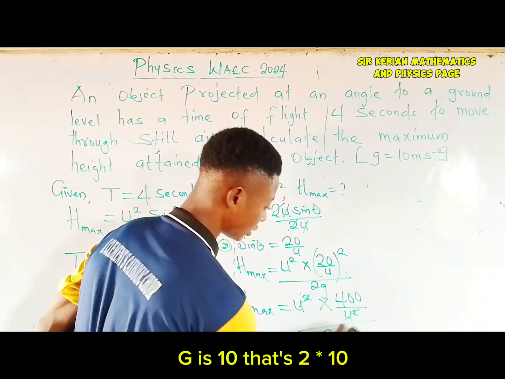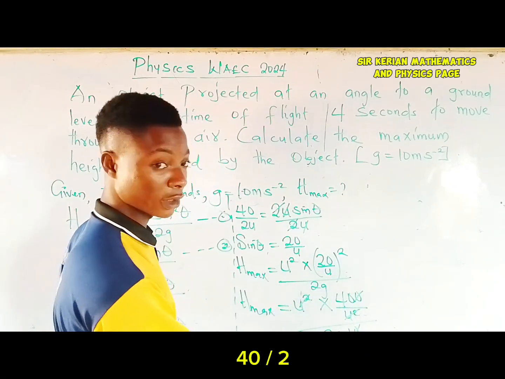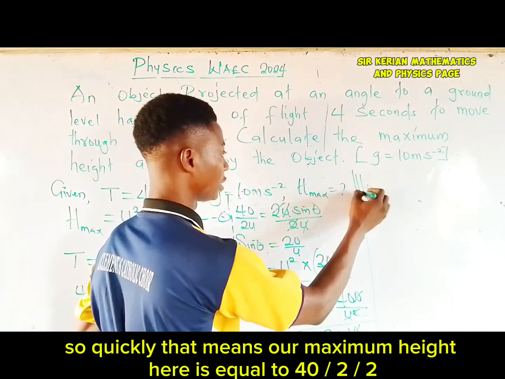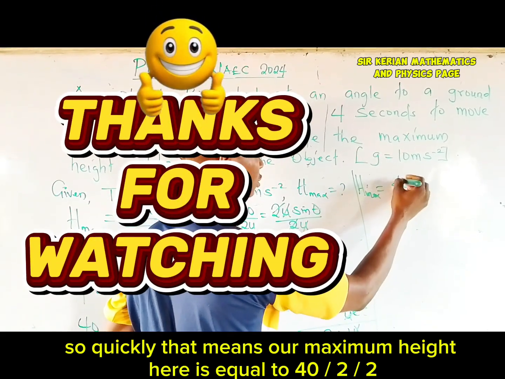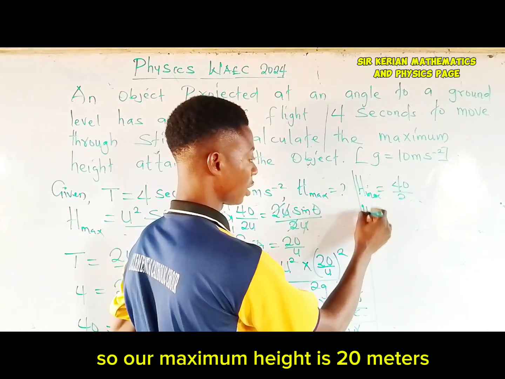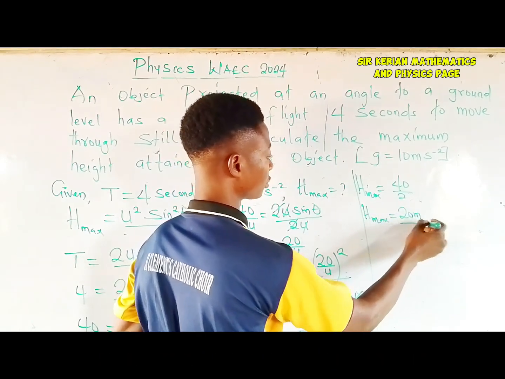g is 10. That's 2 times 10, which is 20. So we have 400 divided by 20. Now quickly, that means our maximum height here is equal to 20 meters.